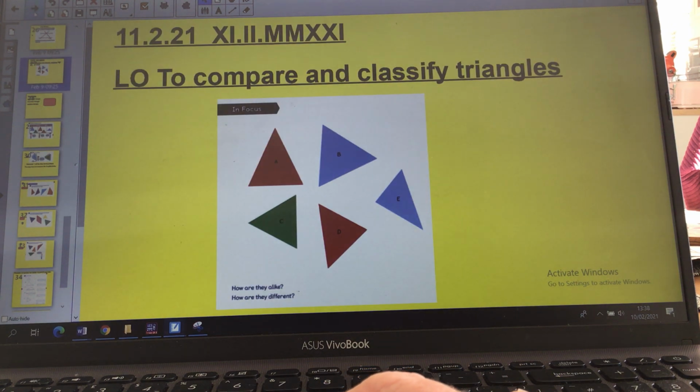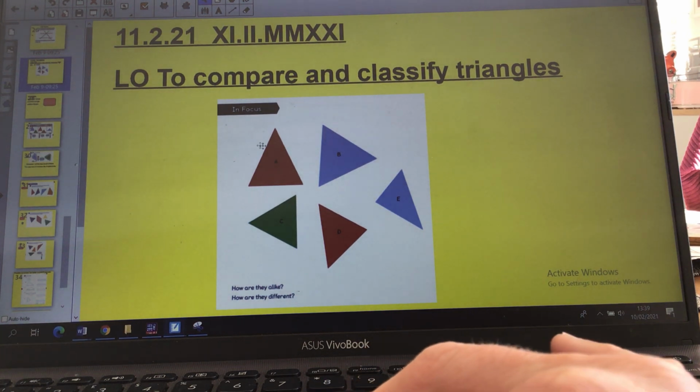So what are we going to do today? We're moving on from angles. We're going to look at triangles, and we're going to compare and classify triangles. Okay, and our in focus task is asking us how are they the same and how are they different. Now, I do apologise for the colour on this film today, but the sun is pouring through my kitchen window and it's a bit difficult to see.